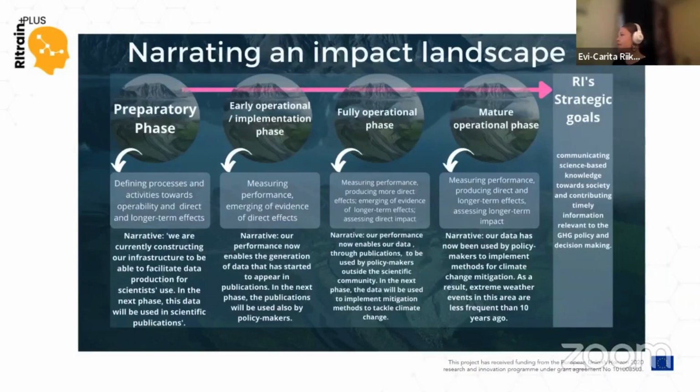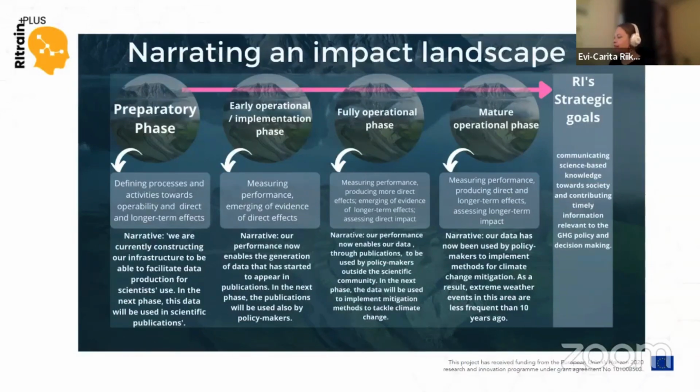And then when they move towards mature phase, performance is of course still measured. Direct and longer term effects are produced, and it's also possible to assess longer term impact. So the narrative could be something like, now our data has been used by policymakers to implement methods for climate change mitigation, and as the result, we can see now that the extreme weather events in this area are less frequent than 10 years ago, for example.